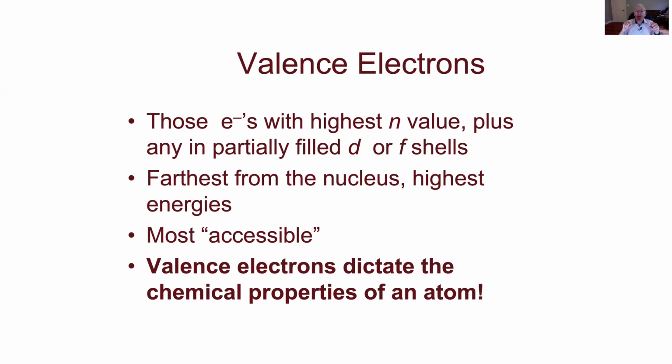The ones that are not valence electrons, like the 1s electrons in a neon atom, are very, very close to the nucleus because they're so low in energy. So they're not going to be really relevant to the chemistry of that atom. The valence electrons dictate the chemical properties of an atom. That's part of why we think about these electron configurations as being important.